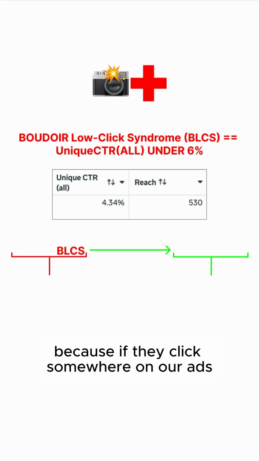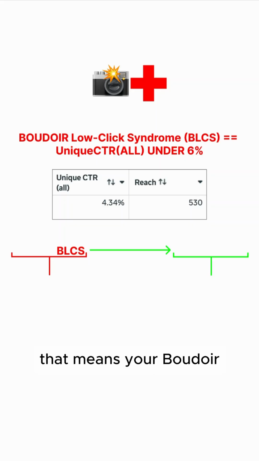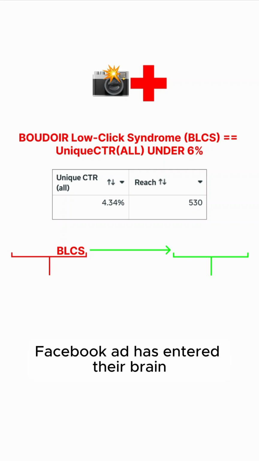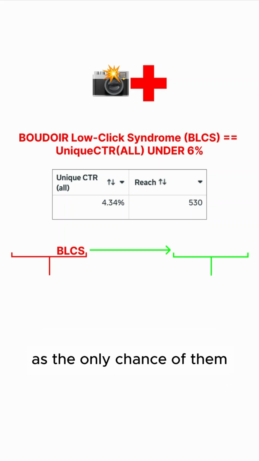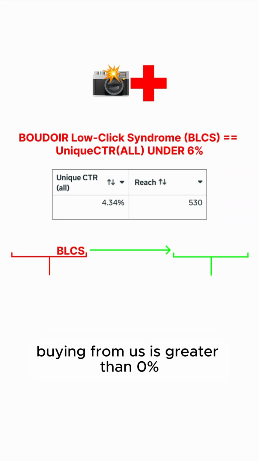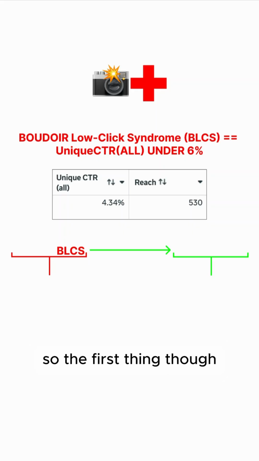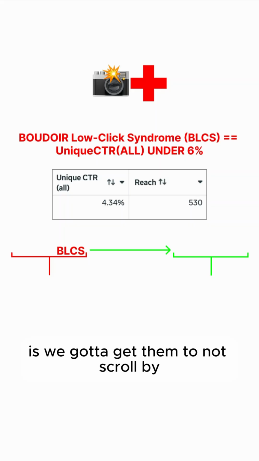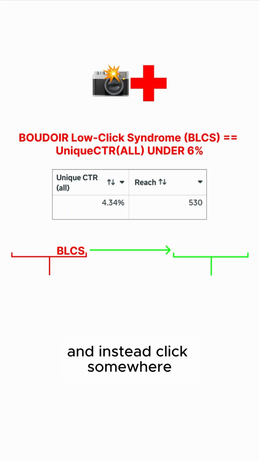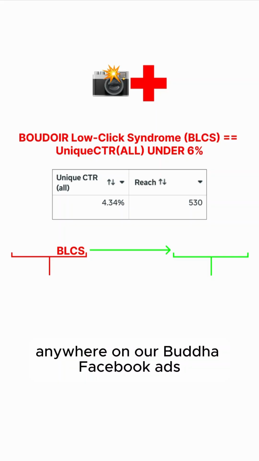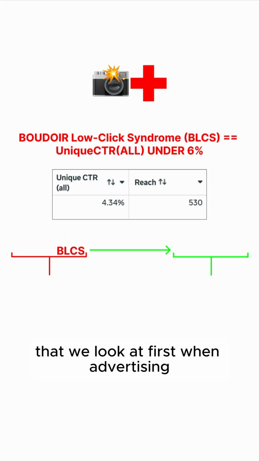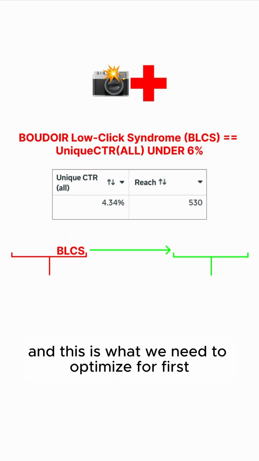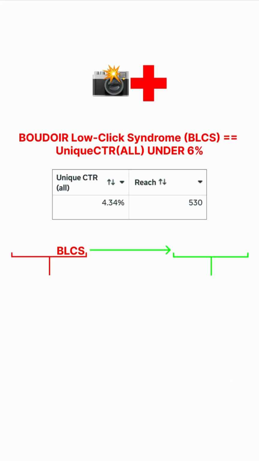And we care about this because if they click somewhere on our ads, that means your Boudoir Facebook ad has entered their brain. And we care about that because if our Boudoir Facebook ad enters their brain, that's the only chance of them buying from us being greater than 0%. So the first thing is we've got to get them to not scroll by and instead click somewhere, anywhere on our Boudoir Facebook ad. This is the most important metric that we look at first when advertising, and this is what we need to optimize for first. It's kind of the highest leverage activity we can do for all of advertising.